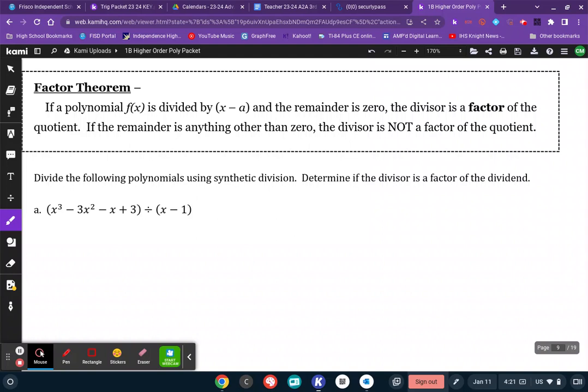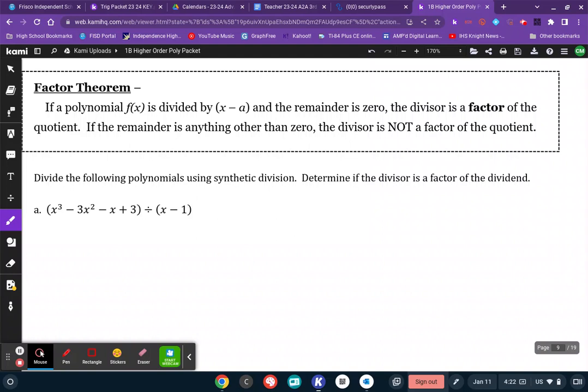So being able to use synthetic division to show whether or not the remainder is 0 or something else is a way of factoring. It's a way of showing whether or not I have found a factor of that polynomial. So here's an example on my next page where I can use synthetic division and then state whether or not x minus 1 is actually a factor of this polynomial here.